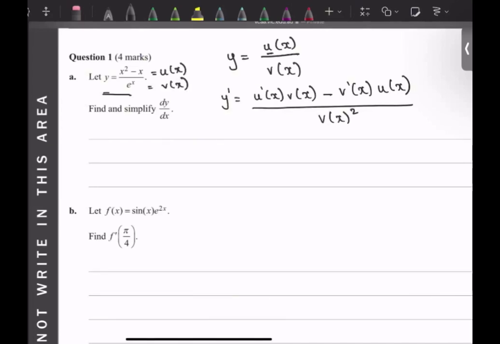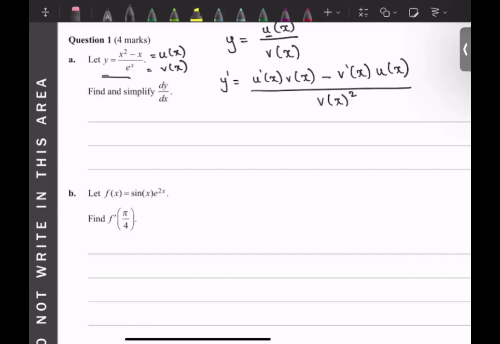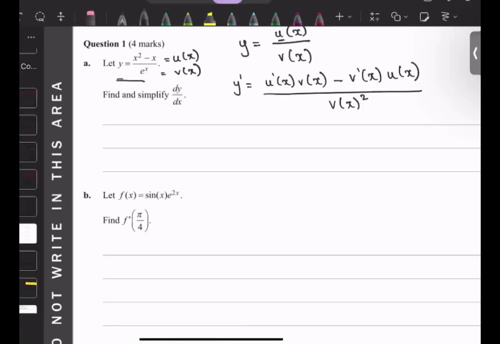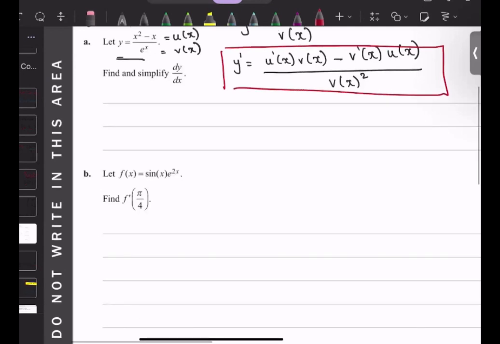So the function in the numerator we can call u of x, and the function in the denominator we can call our v of x. So simply applying the formula that I have written out here, we can work out what the derivative of our function in the question, y, is.